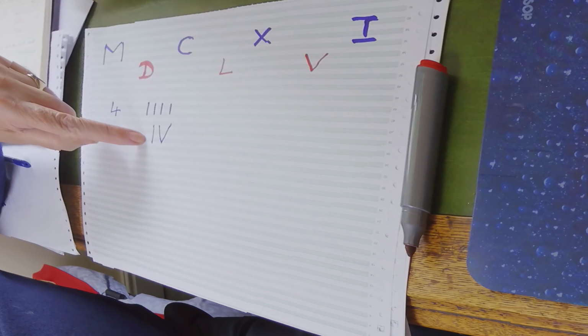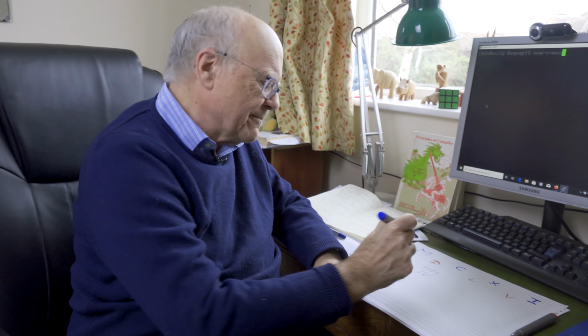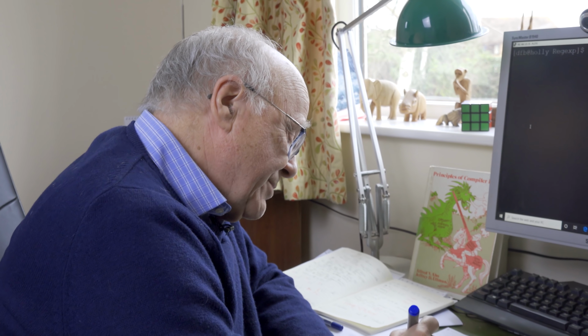Now that's weird because there's the one preceding the bigger unit, which is the V. But the rule is if you say IV, you mean 1 less than V, which is 5. 1 less than 5 is 4. So that's the way to do 4 in a shorter width. Easier for typesetting than doing 4 ones maybe.